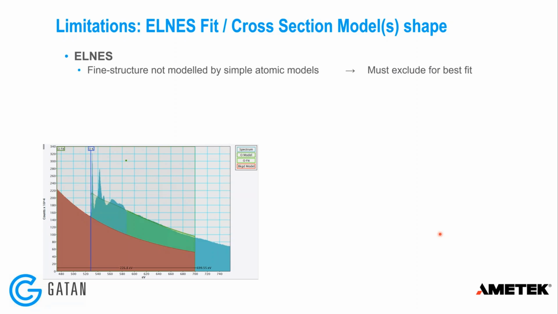So this is an example for the oxygen K edge. Our fit's better in the high energy loss region of the spectrum, but we're actually throwing away chemical and bonding information, and we're reducing our signal. So both of those things, not good.